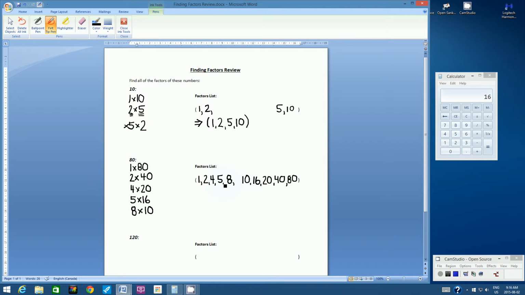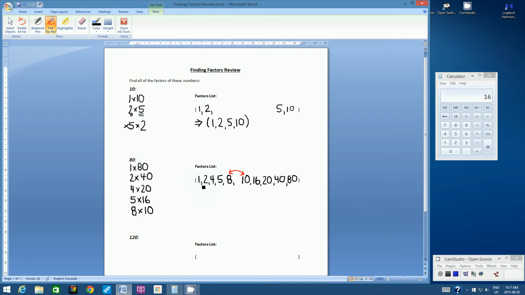Now, how do you know when to stop trying examples? Well, usually the clue is, as you're creating this factors list, as these numbers get closer and closer together, your list is almost finished. Okay? So 8 and 10 are numbers that are very close together. In fact, there's only one number in between them, 9. So you can check that number. Is 80 divisible by 9? We already said no.